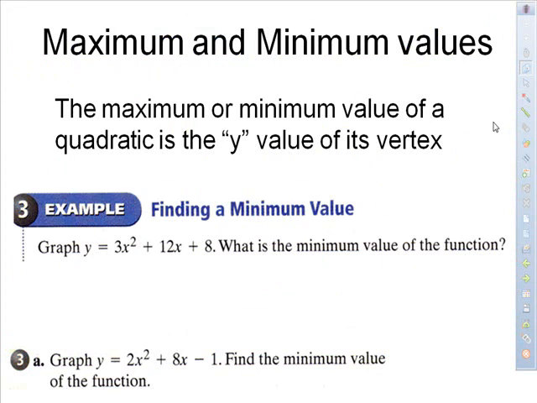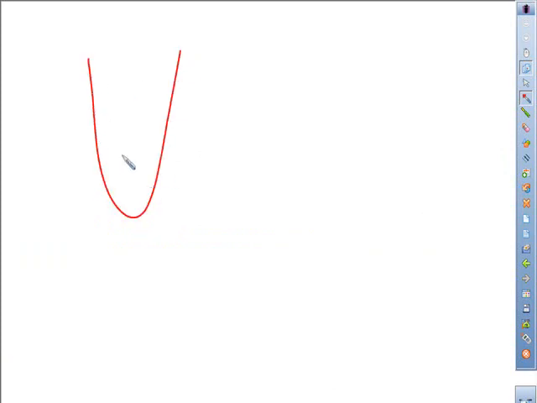Now, how do you find the minimum or maximum value of a quadratic? First of all, let's talk about when we have a maximum or a minimum. Let's say we have a happy parabola. If a parabola is happy, the vertex is its lowest point, so we have a minimum. So now let's think, when is the parabola happy? The parabola is happy when a is positive. So when do we have a minimum? If a is positive, we're going to have a minimum.